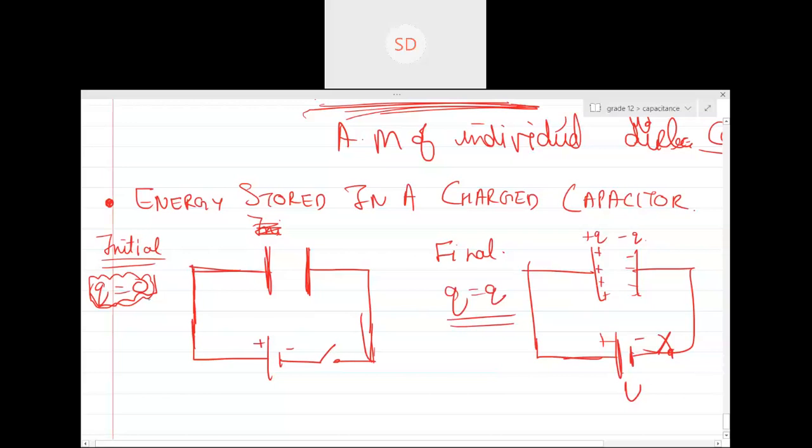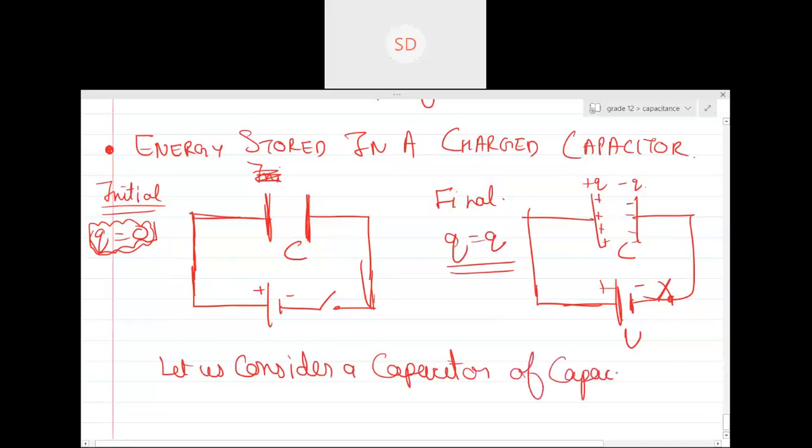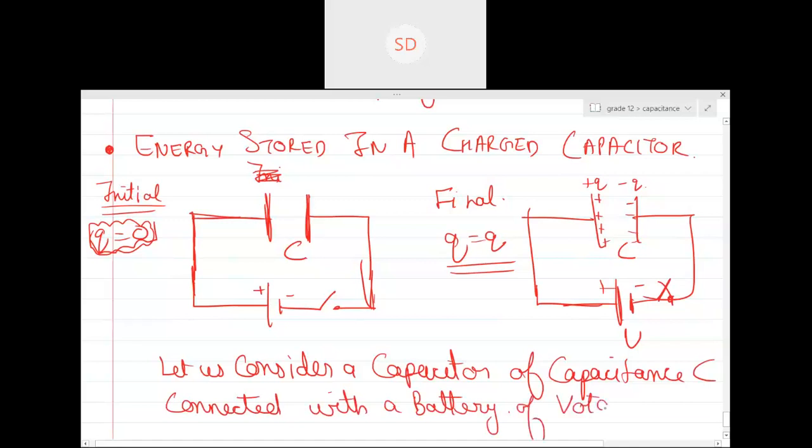If I say the capacitance of the capacitor is C, and by the way, this is the definition. This is the derivation which is there in your school. Let us consider a capacitor of capacitance C, kindly write it with me, connected with a battery of voltage V across its terminals.